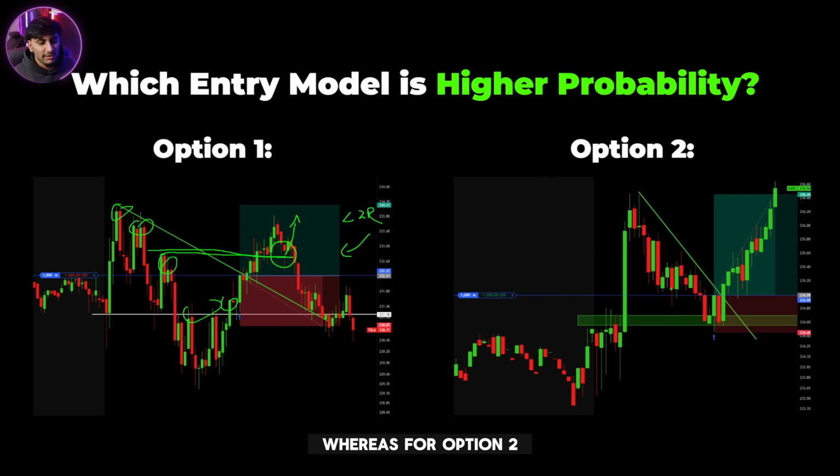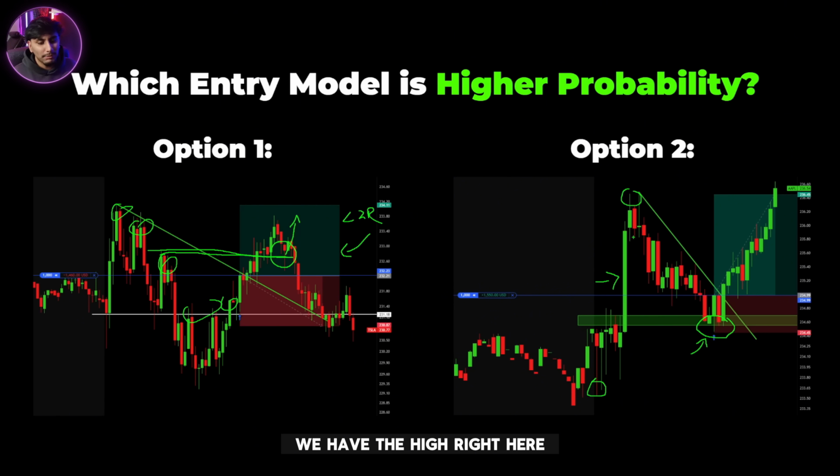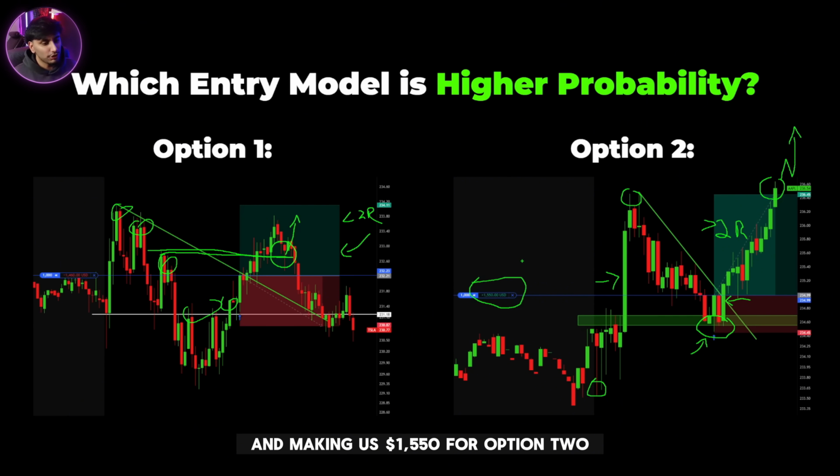Whereas for option 2, we can see this was a clear uptrend. We came back for the retest. We are still in an uptrend because of such an impulsive candle. The low we had was here. So this would be the higher low that we are creating. We have the high right here. And therefore, because we're in an uptrend, we can target this high again, looking for even potential continuation. And we got strong price action with this risk to reward being above a 2R multiple and making us $1,550 for option 2. So if you said option 2, that is the right answer.